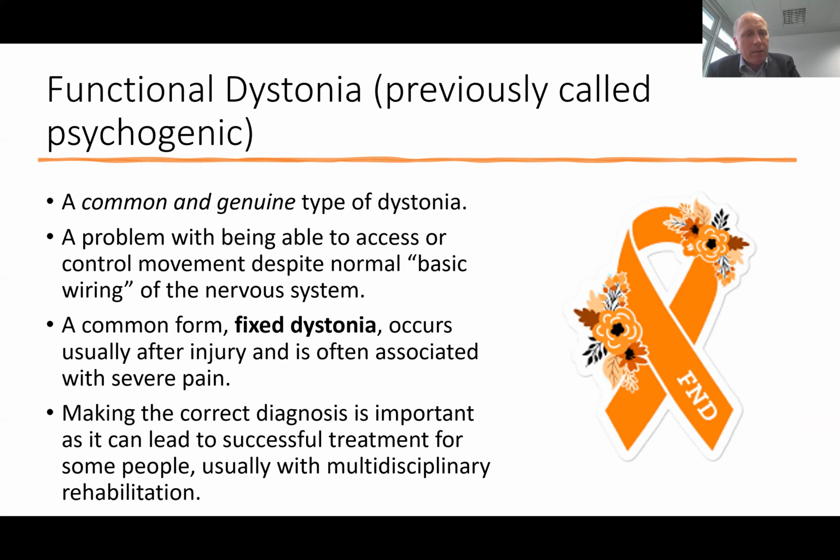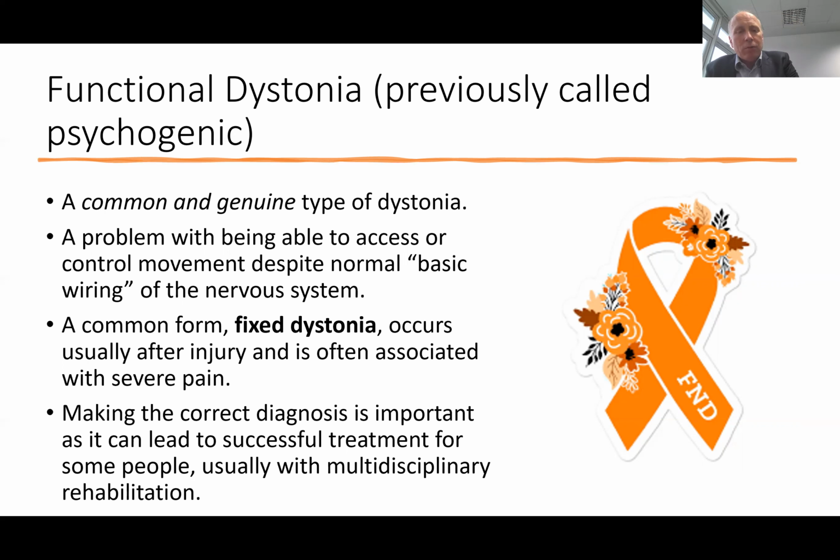So instead of being a sort of wiring problem, it's a problem with being able to access or control movement, even though the person is trying as hard as they can, and even though the basic wiring of the nervous system is actually okay. So it's more of a malfunction of the way things are working. It can present in different ways, and the diagnosis is quite a difficult one, to be honest, and it needs really specialist attention into understanding whether this is functional dystonia or not.